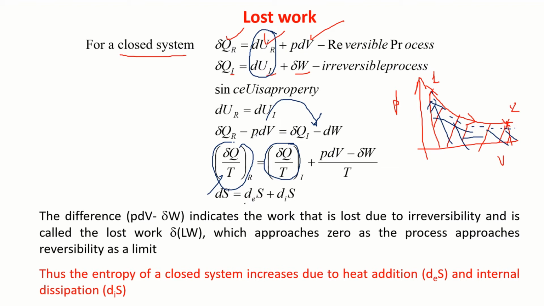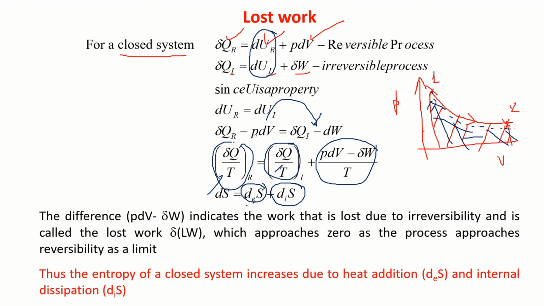Okay, so let me call it as deS. This I call it as diS. This is the increase in entropy due to heat transfer. This is the increase in entropy due to internal disorders like friction and other kinds of things like that. So total entropy changes. This is due to heat transfer. This is due to internal abnormalities, that is friction and other kinds of things like that.